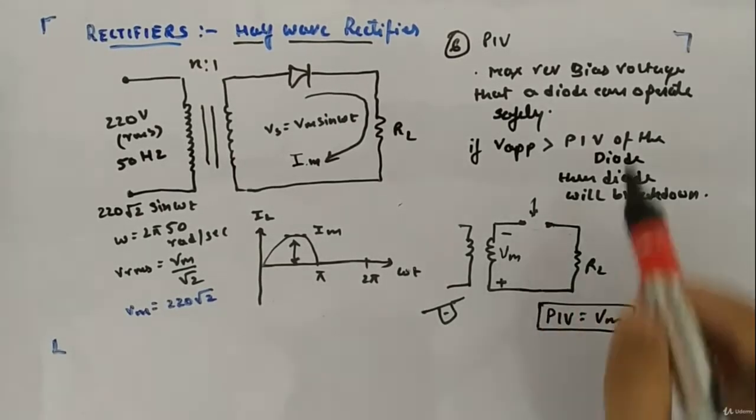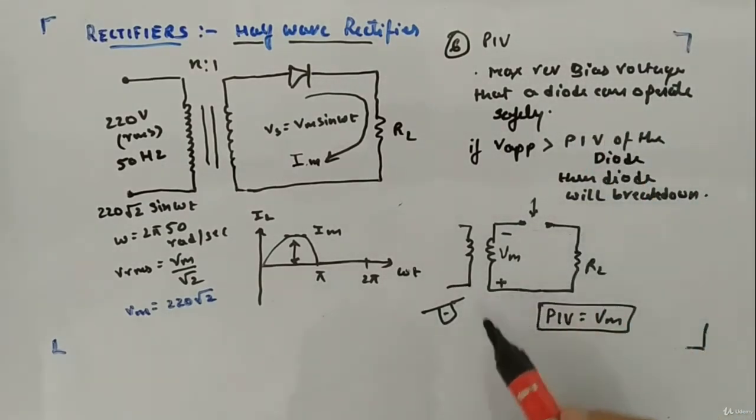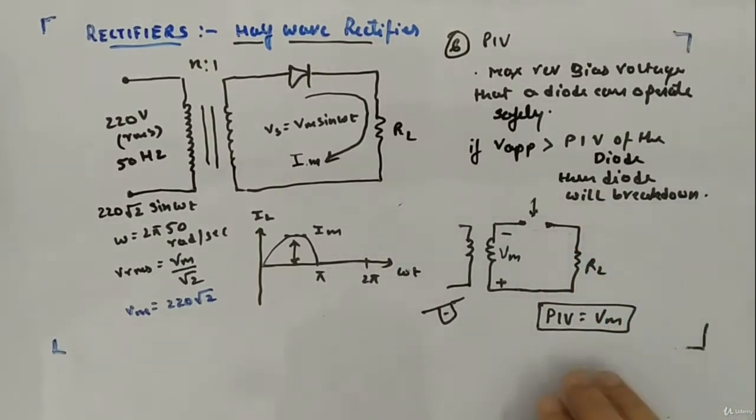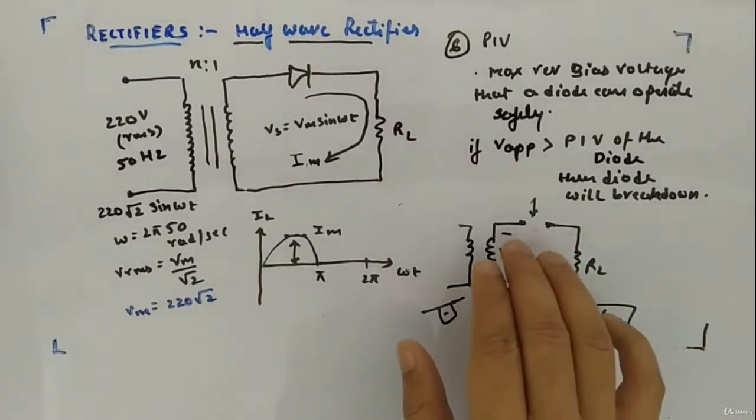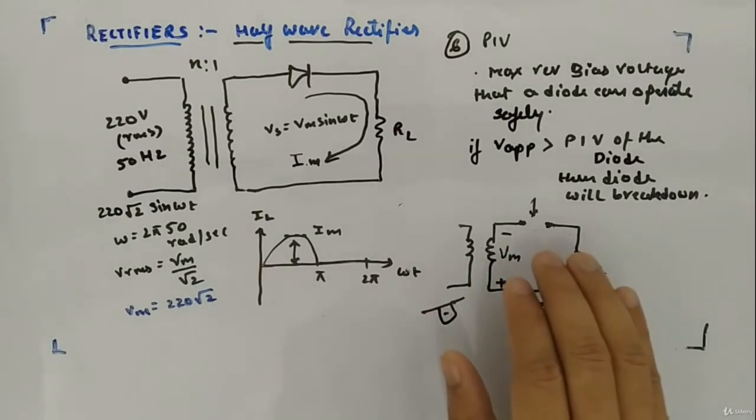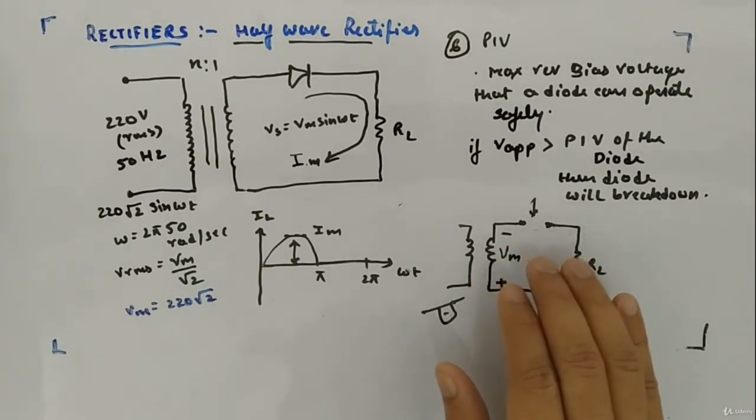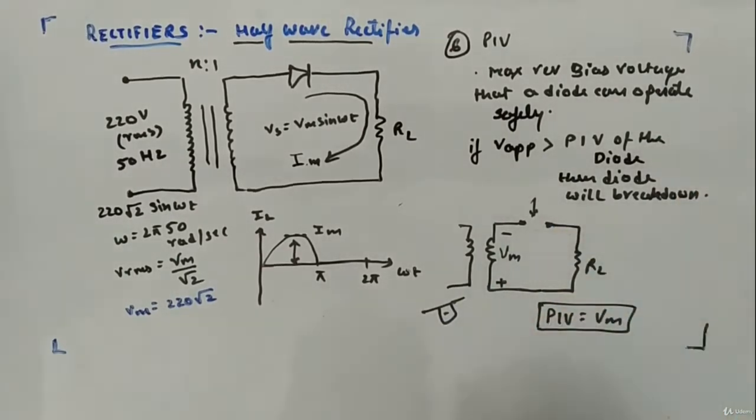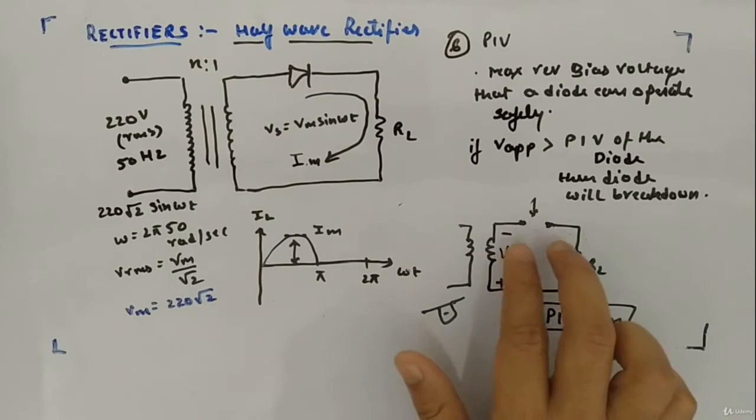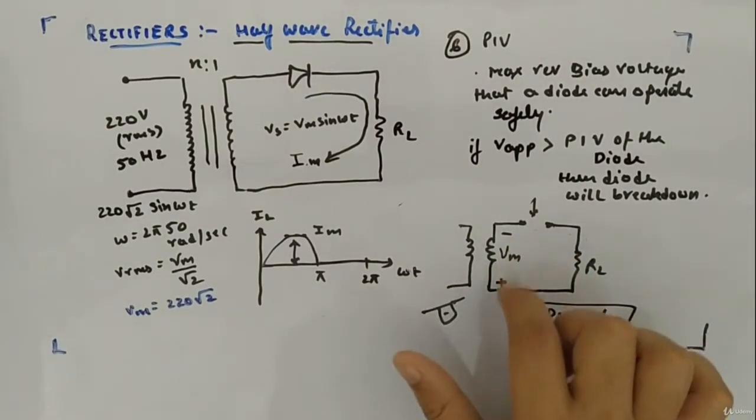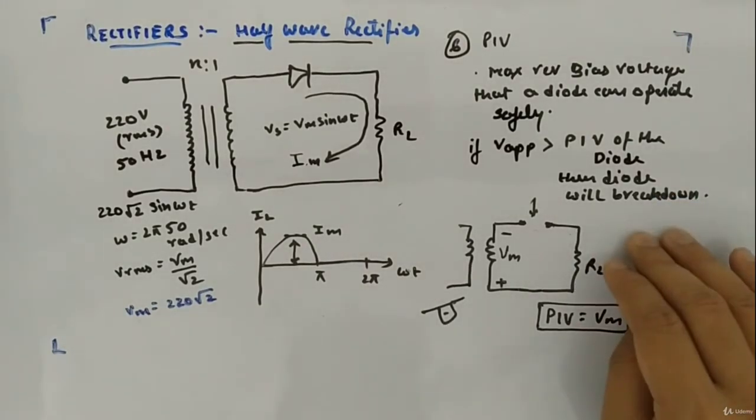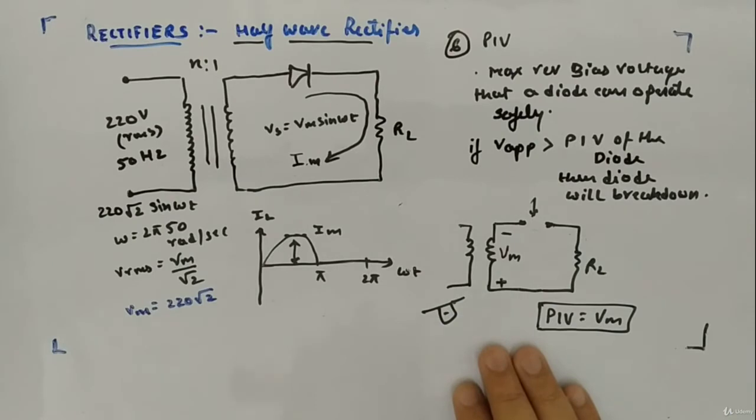And don't bother about sign, because the reverse bias voltage includes the sign as well. So PIV is Vm, that is peak inverse voltage. It means if you apply a voltage in reverse bias mode greater than Vm, then your diode will go into breakdown and it will not operate safely. So in the reverse bias region, you have to be careful that whatever input you are applying is not greater than Vm, else your diode will break down and will not work properly.